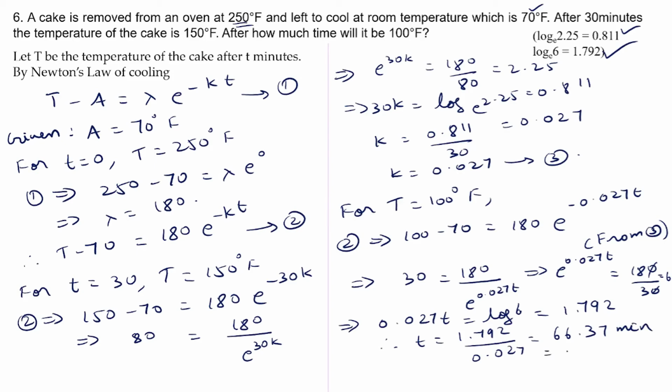Or it is equal to 66, which is 1 hour 6 minutes. Therefore, it will become 100 degree Fahrenheit in 1 hour 6 minutes. So this is the time in which the temperature of the cake will reach 100 degree Fahrenheit.